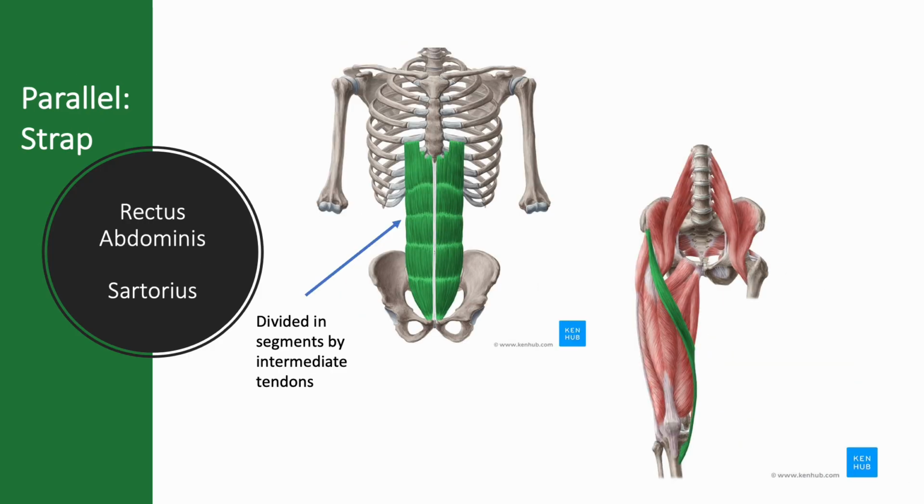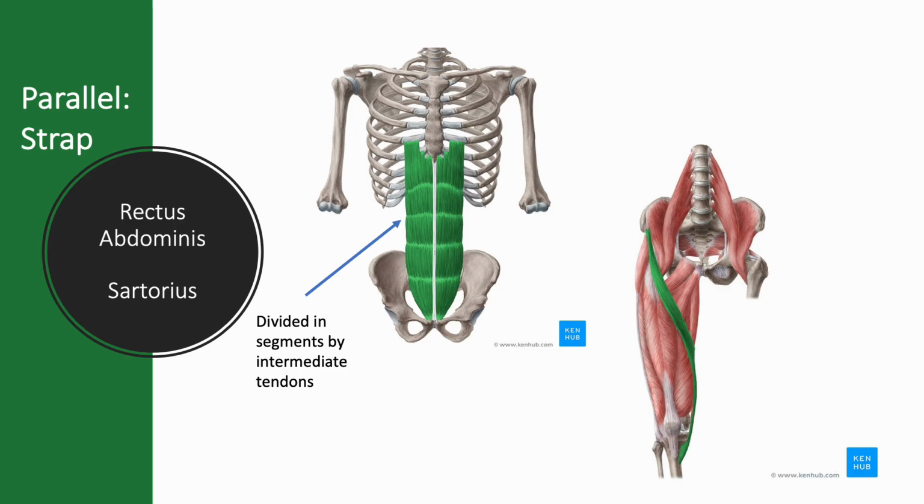Okay, here we have the strap muscles, and they're exactly what they sound like: long, thin, and uniform in width. And unlike the fusiform muscles that we just discussed, strap muscles look like pieces of nautical rope or a seatbelt. And think of them as measuring tapes. They're designed for maximum length change, which allows a huge range of motion.